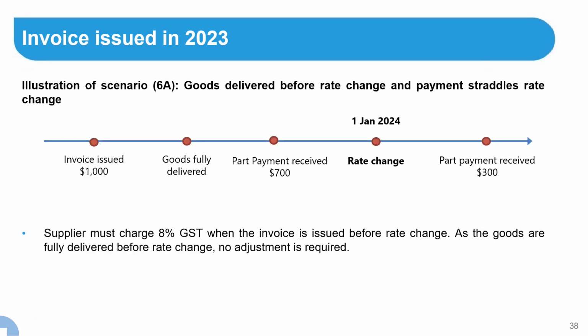In Scenario 6A, the tax invoice is issued and goods delivered before the rate change, but payment straddles the rate change date. In this example, the supplier must charge and account for GST at 8% on the tax invoice issued to the customer before the rate change date. As the goods are fully delivered before rate change, no adjustment is required.